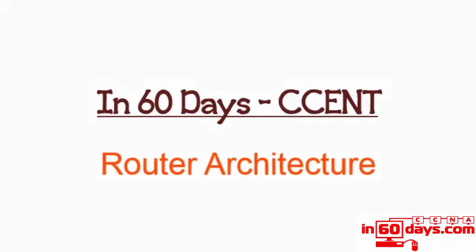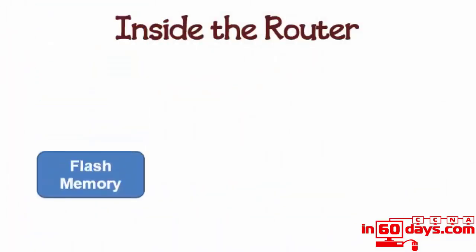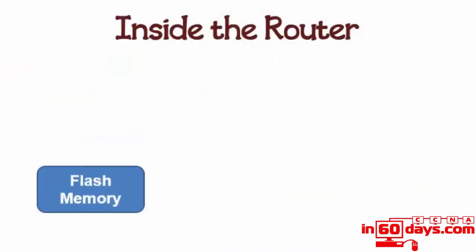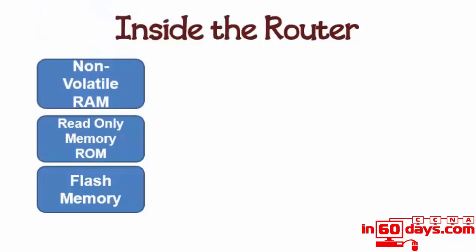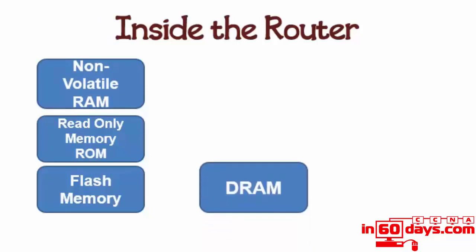Router architecture. So inside the router we've got several modules. Now obviously this all depends on which module you have, and Cisco routers are becoming more advanced. But for the purposes of the CCNA we need to be aware of a few different modules and memory types. We've got flash memory, read-only memory, NVRAM, DRAM (dynamic RAM), and the central processing unit.